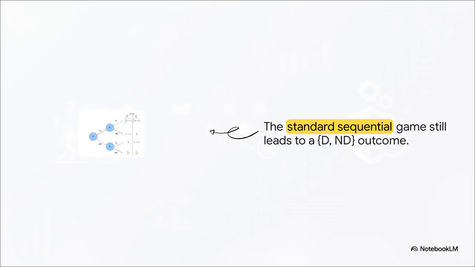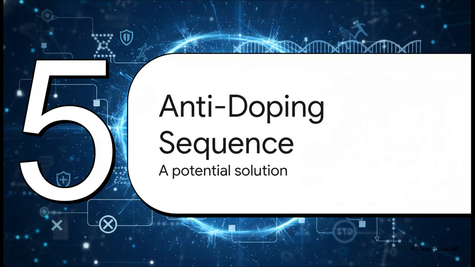If we put this asymmetric matchup into a sequential tree where the low-stigma Player 1 announces their choice first, what happens? Well, the outcome stubbornly persists right at dope-no dope. Player 1 announces they'll dope, and Player 2, completely fearing the stigma, decides not to. So it's an improvement, for sure, but it's not a total solution. Now for the really exciting part. Section 5, the ultimate anti-doping sequence.